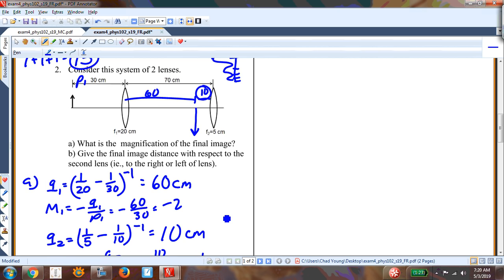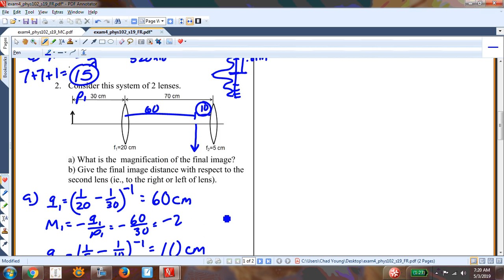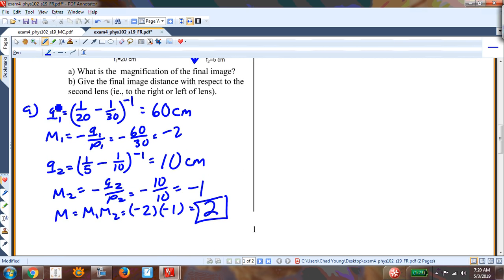And this final image is going to be, let's see, where is it? 10 centimeters to the right. So it's going to be here. It's going to be twice as big as the first image, but upright. So for B, this is really part of A, but the final distance, Q2, is 10 centimeters to the right of the lens.